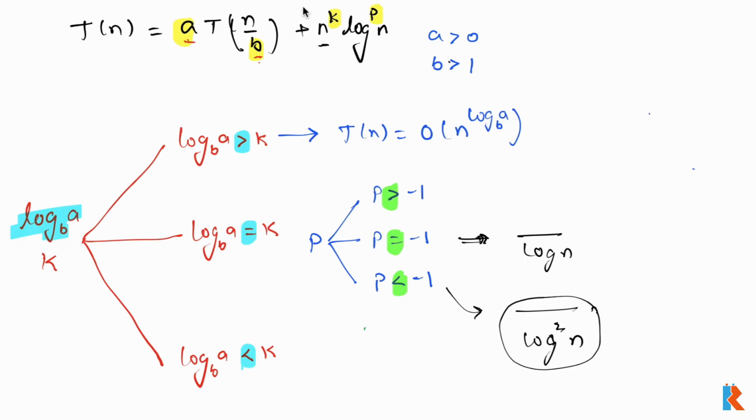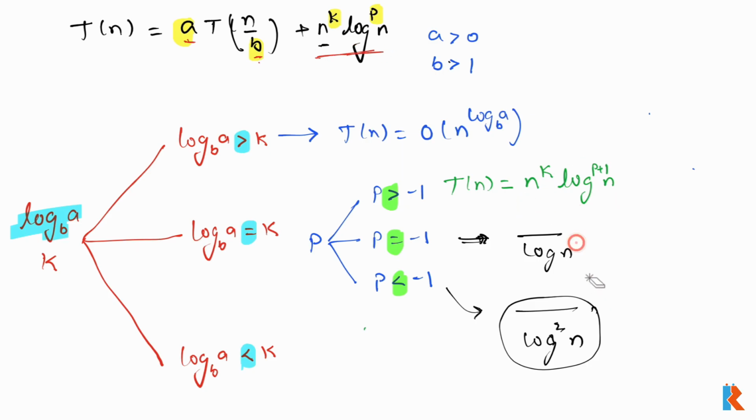Therefore, in the first case, the answer will be T(n) is equal to n raised to the power k into log of n to the power p plus 1. If in the numerator you have log square n, then this will be log cube n. If in the numerator you do not have even a single log n, then this will be log n. If in the numerator you have log raised to the power 5 n, then this will be log raised to the power 6 n. So we just need to multiply one extra log n in the function, because the function is n raised to the power k log of n to the power p. So we are just multiplying one extra log n.